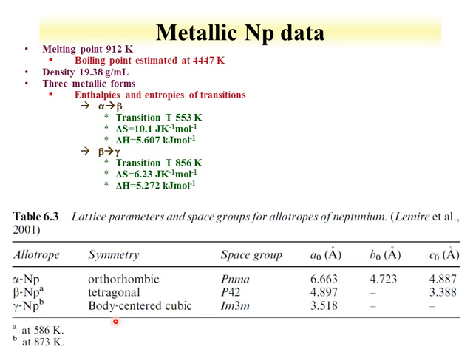The symmetries of the groups have been identified: orthorhombic, tetragonal, and body centered cubic. And we see this trend again compared to uranium, where we went from lower symmetries and at higher temperatures ended with something similar to body centered cubic.